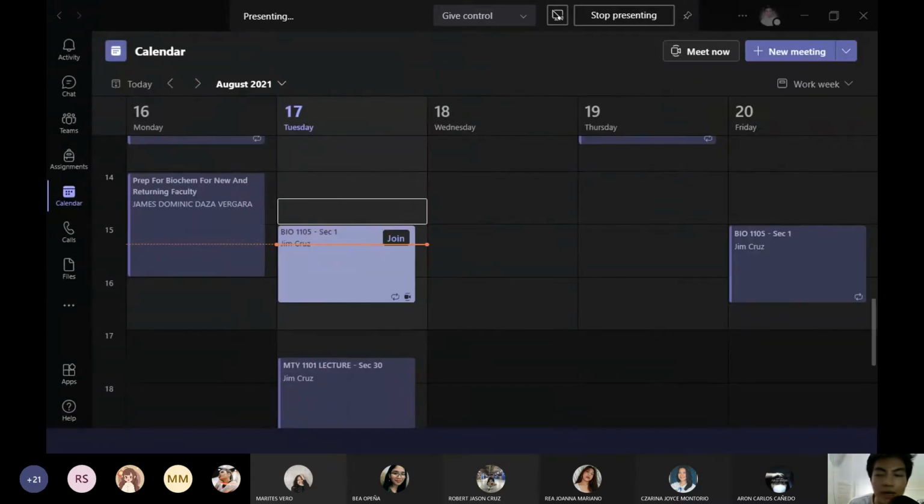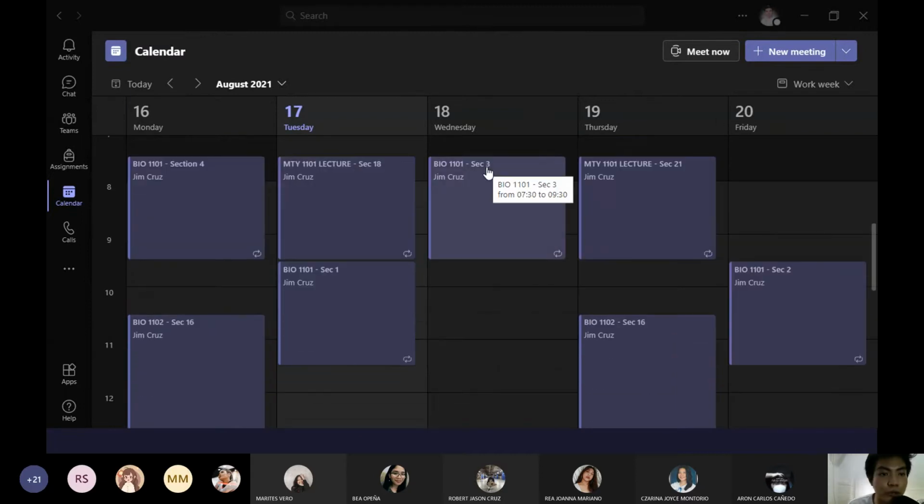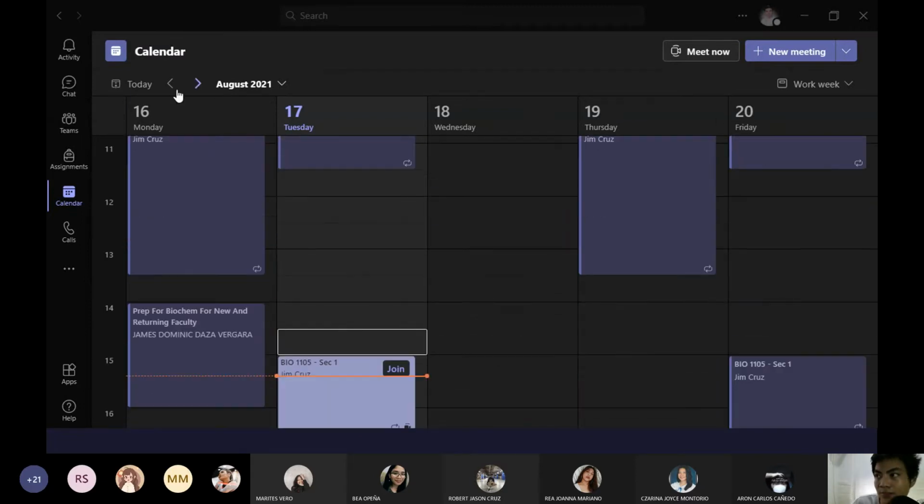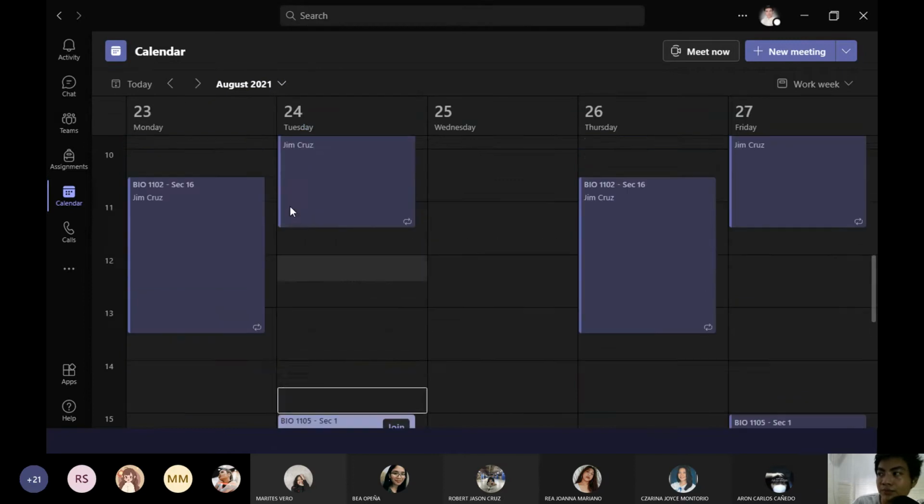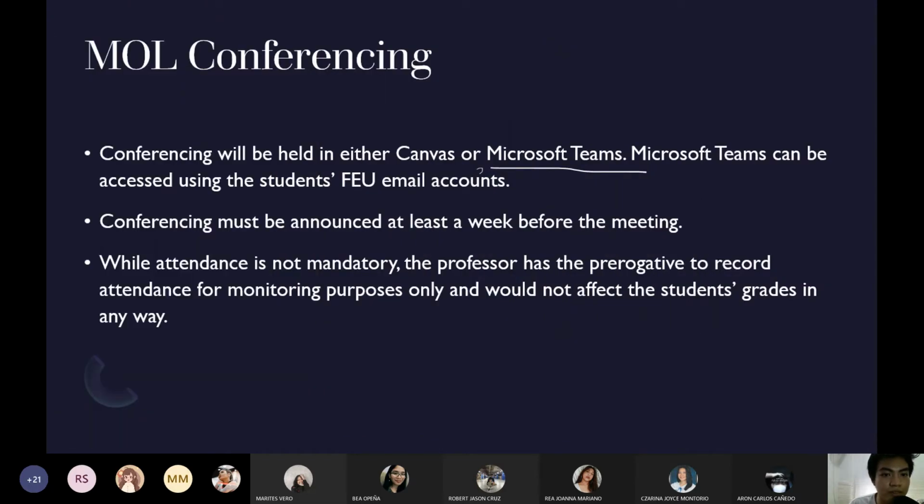For example, pakita ko yung aking calendar. So, etong mga ganap na yan, this will recur until the end of the semester. Kunwari, next week. Ayan, nakaschedule na siya. So, gagawin nyo na lang, pasok na lang kayo. Okay? So, ganun. If you have not received the invitation, nag-post naman ako sa ating Canvas na, no? Okay?